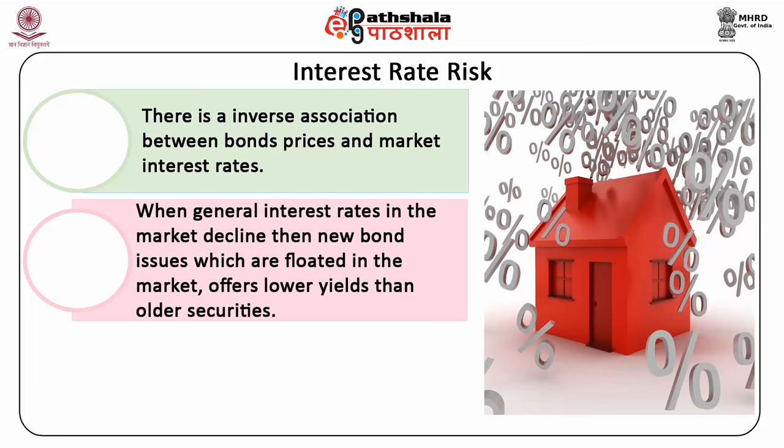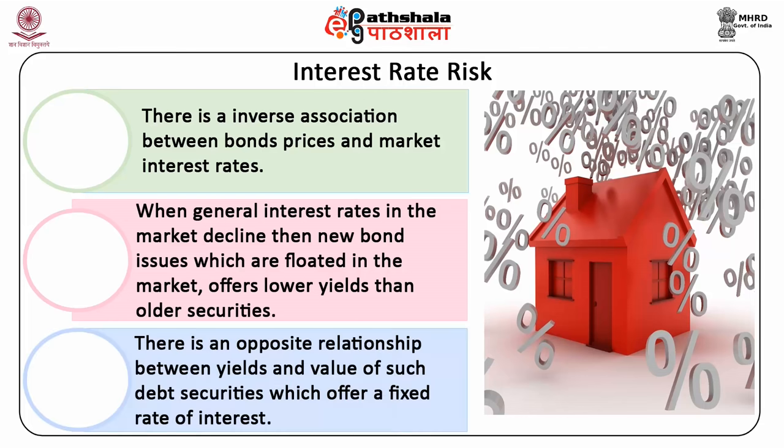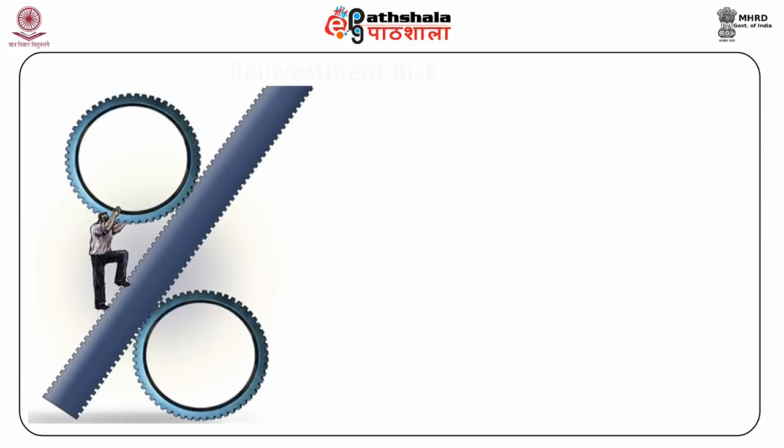Suppose an investor has invested in a debt security with a coupon rate of 8%. Subsequently, the coupon rate in the market for similar securities rises to 9%. The security with 8% coupon rate no longer remains an attractive investment. It will therefore lose its value and will be quoted at a lower price. Conversely, if the yields in the market go down, the debt security will gain value. Thus, there is an opposite relationship between yields and value of such debt securities which offer a fixed rate of interest.